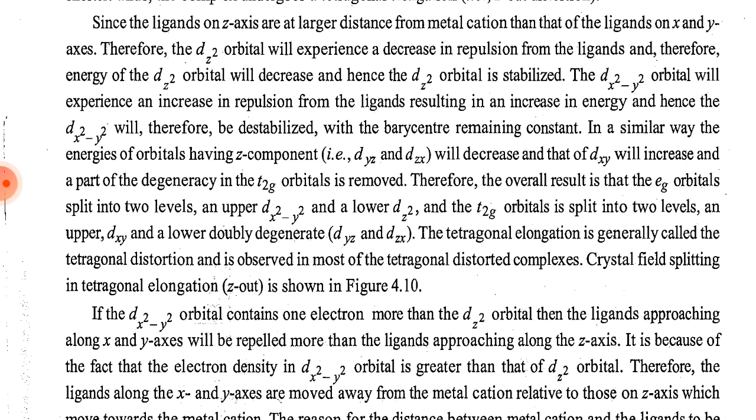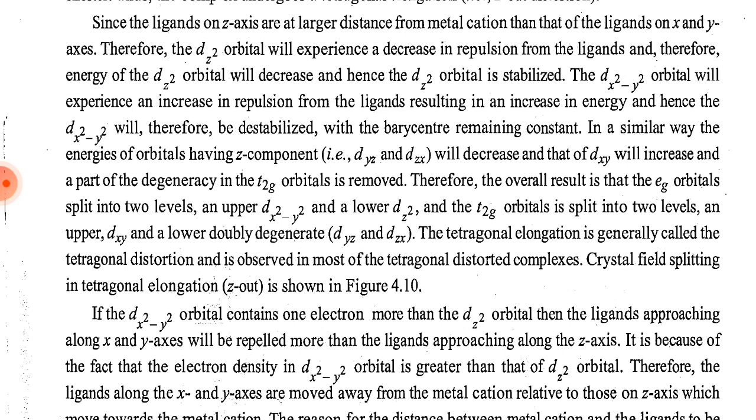With the barycenter remaining constant, in a similar way, the energy of orbitals having a z component, that is dyz and dzx, will decrease, and that of dxy will increase, and a part of the degeneracy in the T2g orbital is removed. Therefore, the overall result is that the Eg orbital splits into two levels, an upper dx2y2 and a lower dz2, and the T2g orbital is split into two levels, an upper dxy and a lower doubly degenerate dyz and dzx.